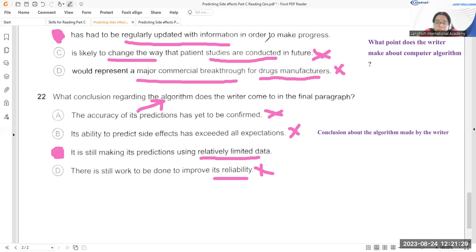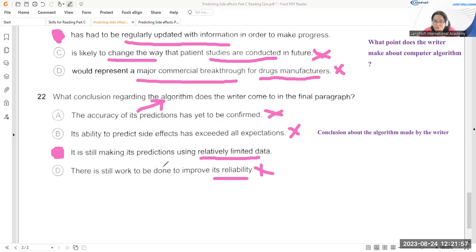But it is only using 1% of the data. And on the word strengthen: when you strengthen something, that doesn't mean it's bad. We can use it, but we can make it better. So when you strengthen something, it does not mean it's unreliable. It is reliable, but let's make it stronger. That's what is said, but nobody is doubting its reliability. That's why D is not the answer.